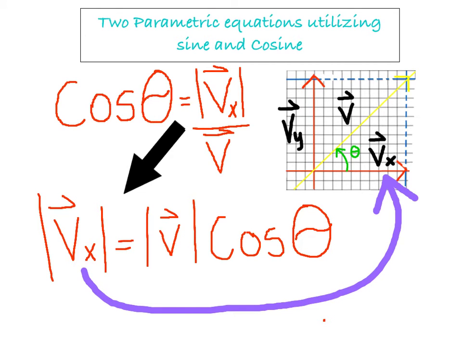Now, this is where it gets interesting. There are two parametric equations utilizing sine and cosine. First, we take cosine theta, and we set that equal to Vx over V. So Vx over V. Then, our final equation will equal Vx equal to V cosine theta.